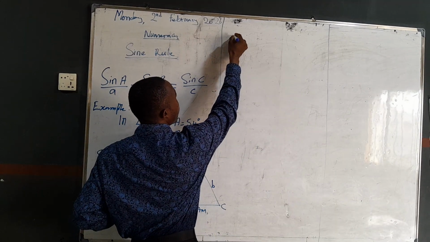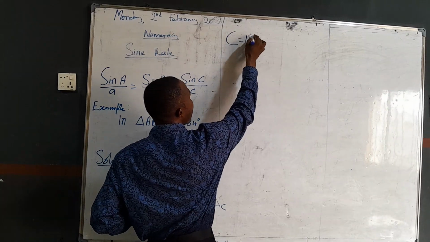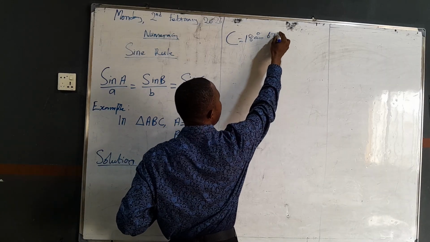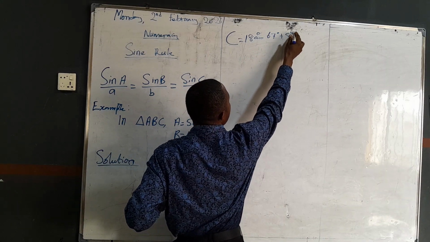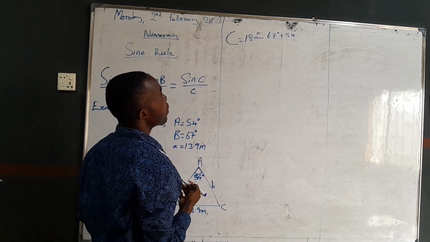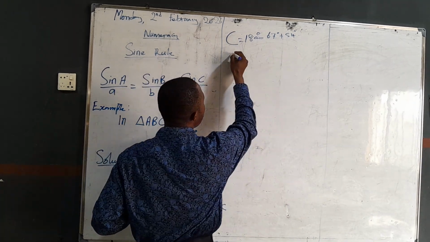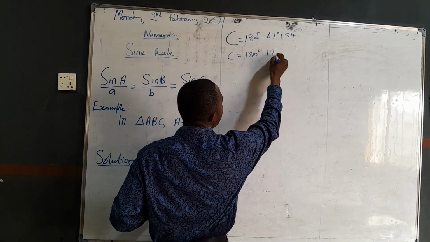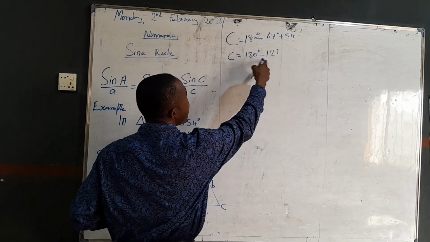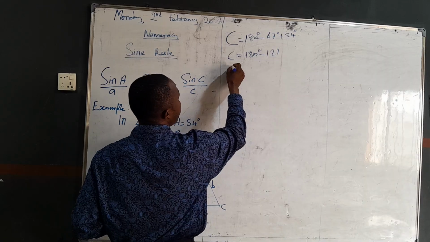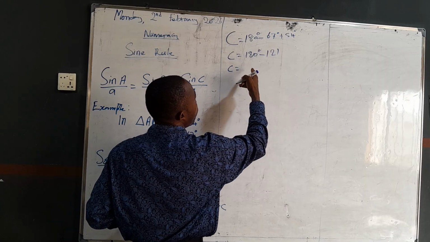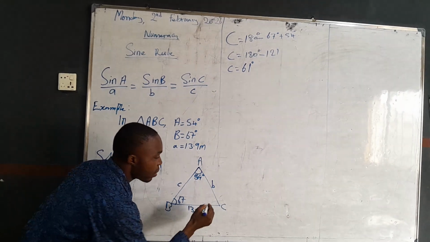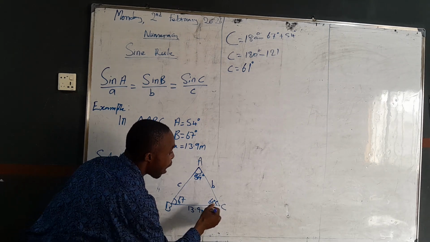Angle C is equal to 180 degrees minus 67 degrees plus 54 degrees. And 54 plus 67 is 121. So 180 minus 121 is 61 degrees. So therefore, this angle is 61 degrees. That's how we look for that angle.